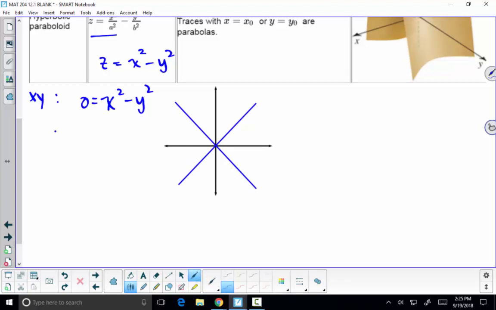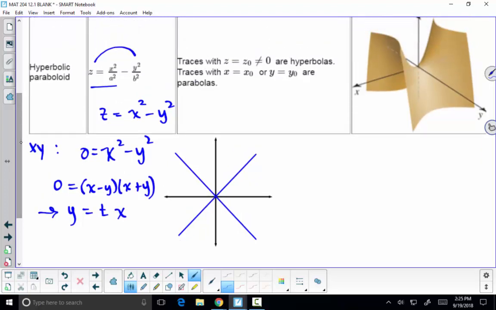To convince yourself, you could factor this into x minus y times x plus y, so you would get y equals plus or minus x. So you get intersecting lines again. If you look up at that saddle, you can kind of see it. Down here, they have the dashed lines where the surface is meeting the xy plane. There's going to be a pair of intersecting lines, which would be your trace. This one's easy to identify, though. If you get an up parabola and a down parabola, you're going to have a hyperbolic paraboloid.